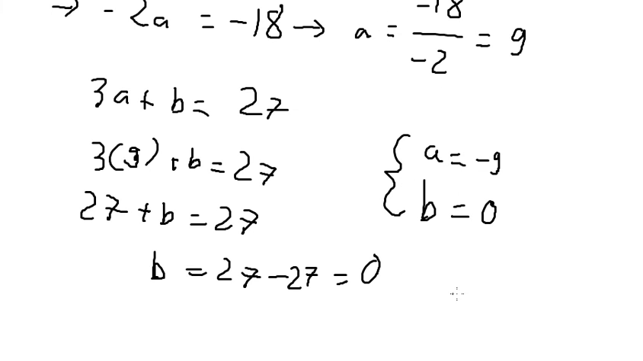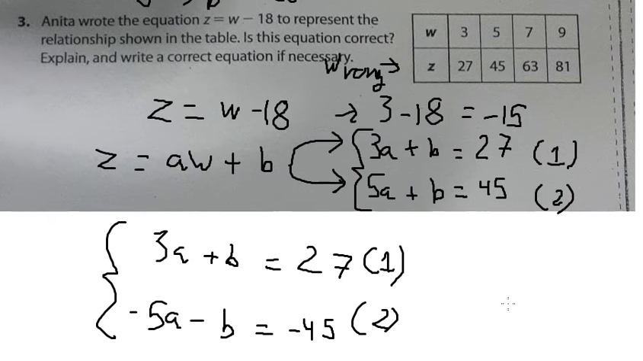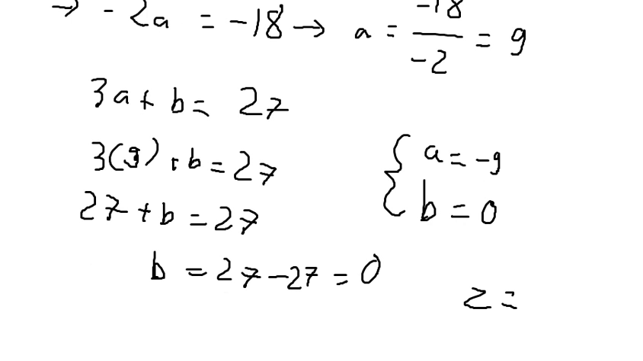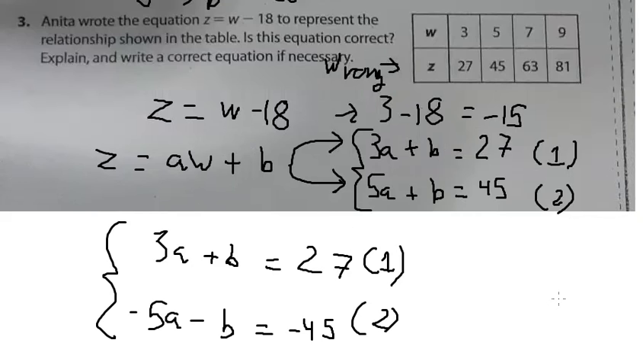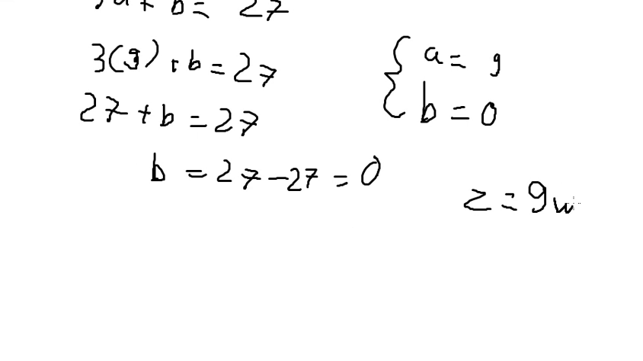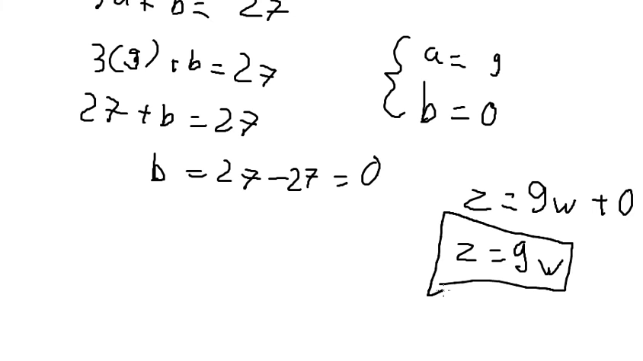So we put z equal to, this is positive 9, not negative 9. That should be about 9w, and b equal to number 0 we put in here. So we simplify, that's about this one. And this is the final answer for the question in here.